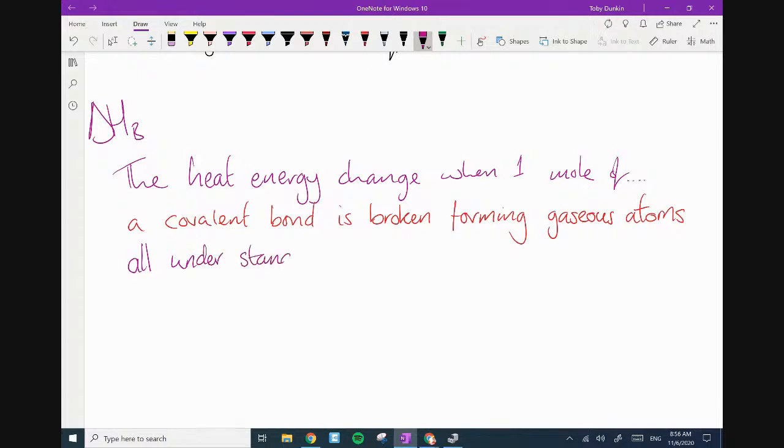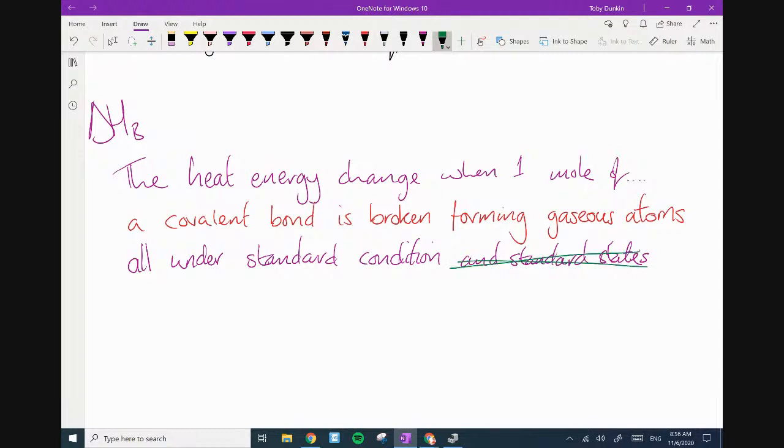All under standard conditions. And once again, we've got a funny situation here, guys, with states, because we're forming gaseous atoms. Well, that's not a standard state, all under standard conditions. I will put and standard states, but I'll cross that off and say that's not needed. If you say it, I'm pretty sure they will just say, please ignore standard states. But that technically does not appear. I wouldn't include it in my exam.